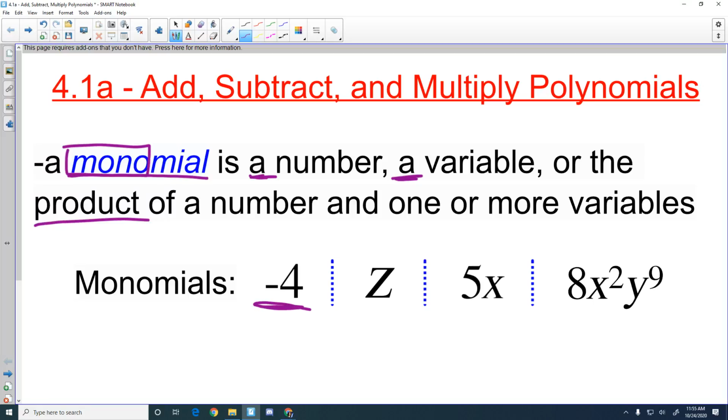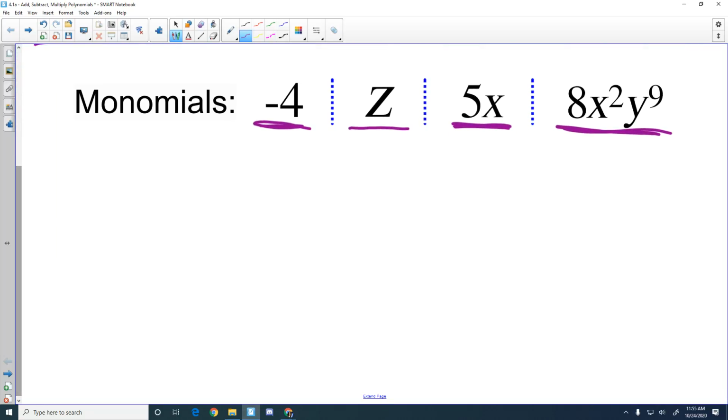4, that's a monomial, it's a single term. Z, that's a variable, that's just a single term. If you combine them, 5x, that's one term, that's a monomial. You can even have multiple variables, 8x squared, y to the ninth. These are all examples of monomials because they are a single term.